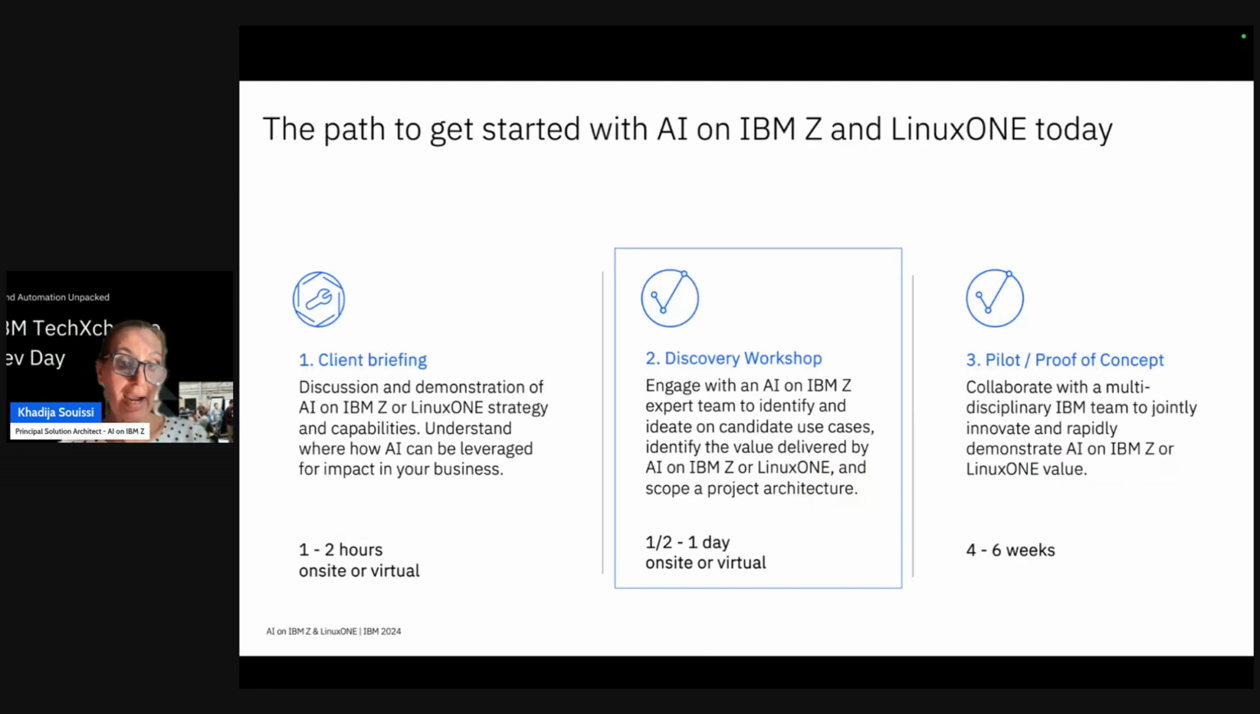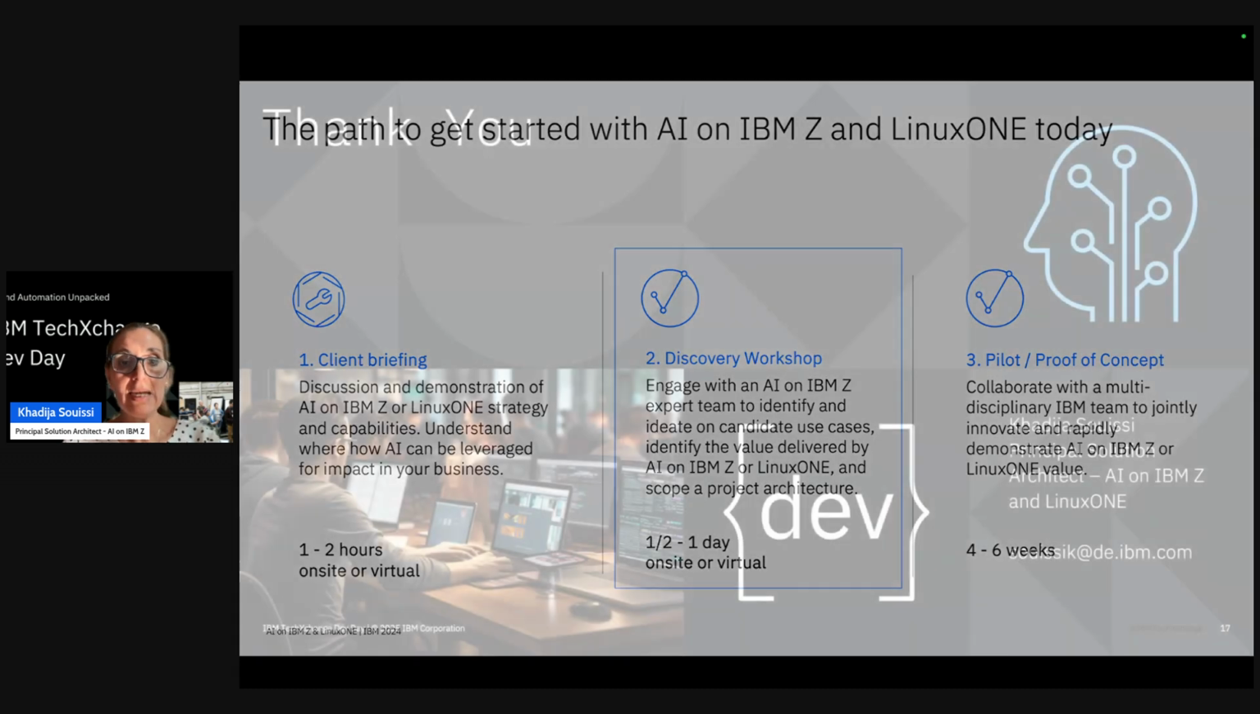I wanted just to highlight that for our clients, we offer what we call discovery workshops, where we can engage together with their teams and ideate on candidate use cases to identify the value that we can deliver by AI on IBM Z or LinuxONE. And we can then scope a pilot or proof of concept where they can experiment by themselves how the AI on IBM Z and LinuxONE capabilities can be used for their own business use cases.